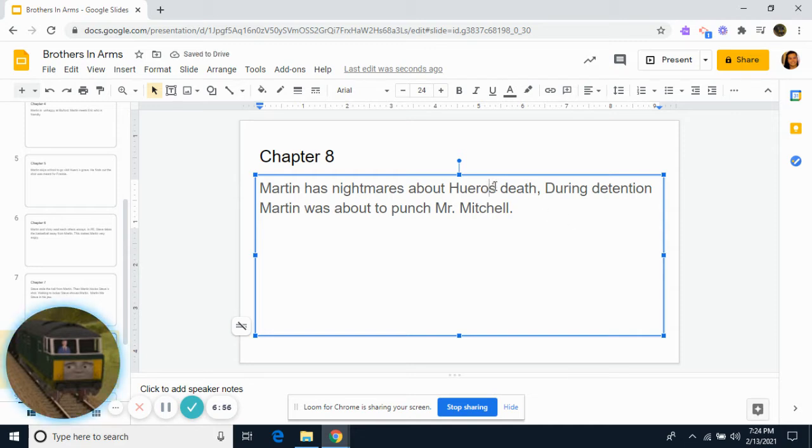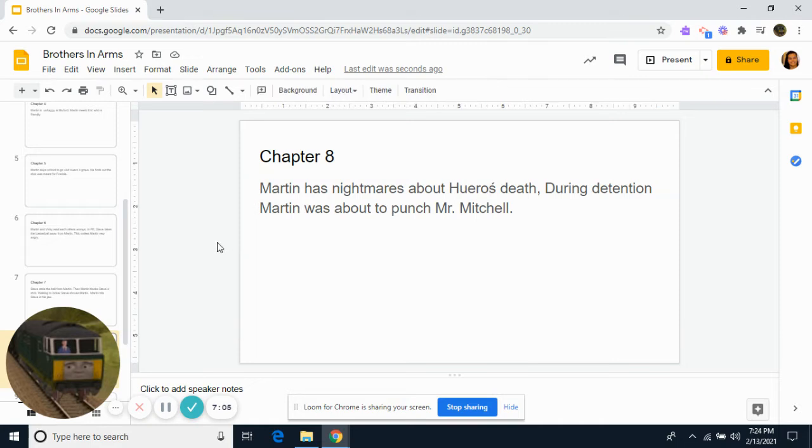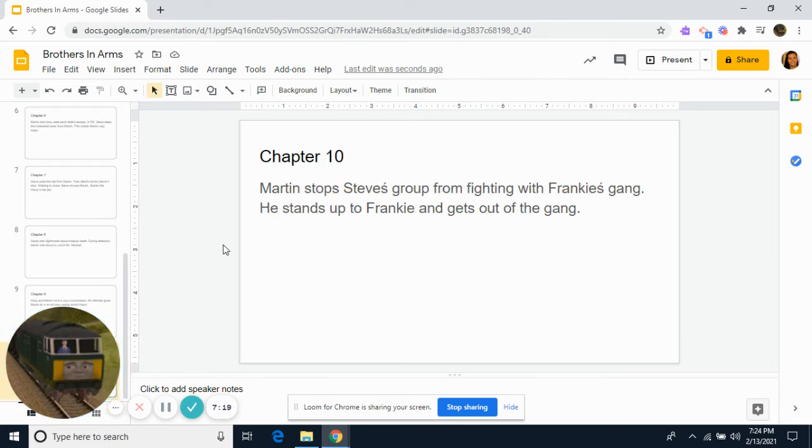Instead, I just put it in a different direction about Hero's death. During detention, Martin was about to punch Mr. Mitchell, who is the principal. Chapter 9. Vicky and Martin had a very serious conversation. Mr. Mitchell gives Martin an A in his hero essay about Hero. Chapter 10. Martin stops Steve's group from fighting with Frankie's gang. He stands up to Frankie and gets out of the gang.